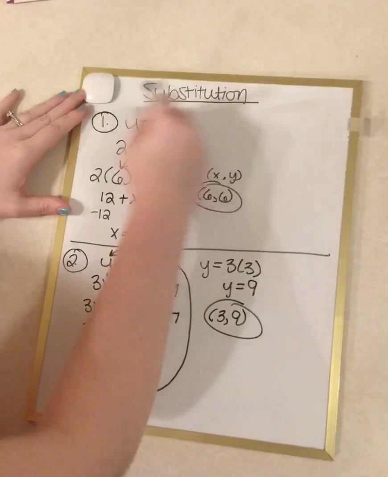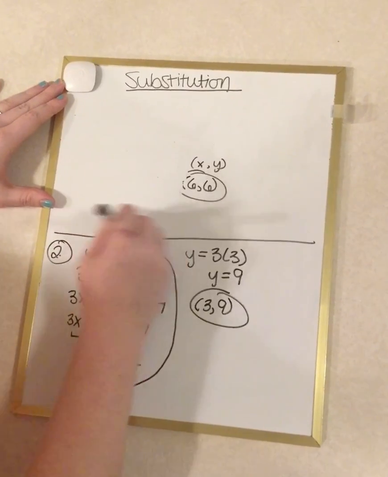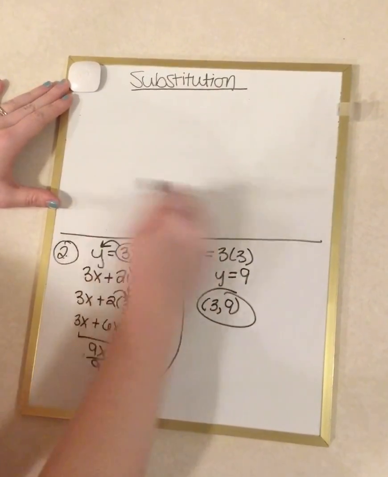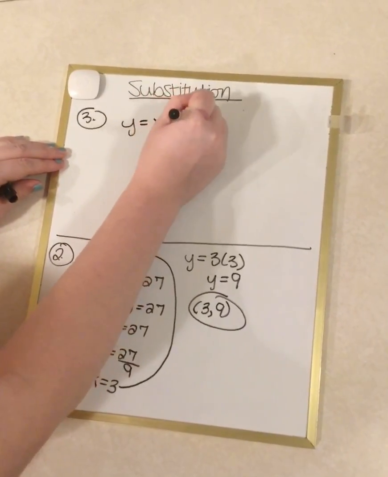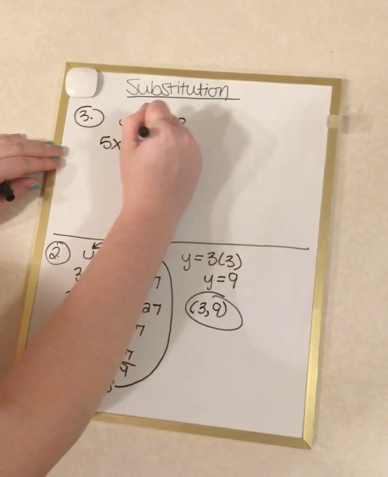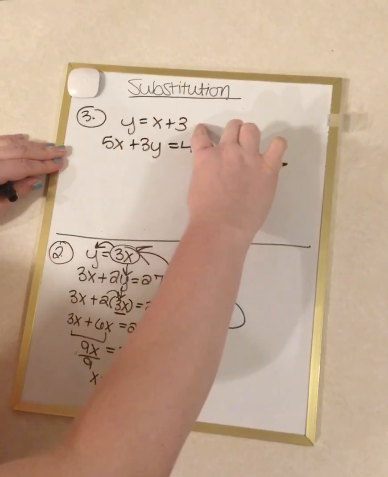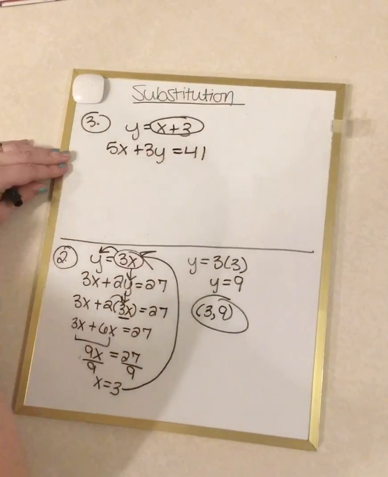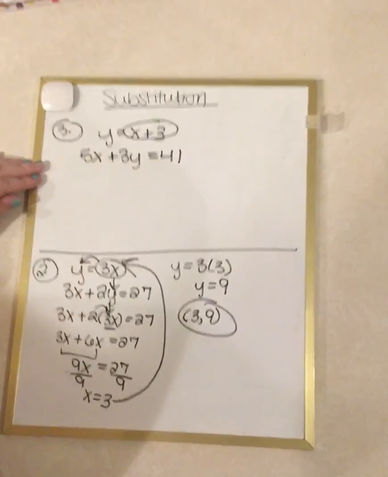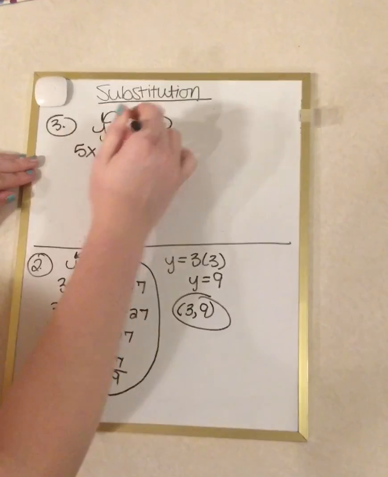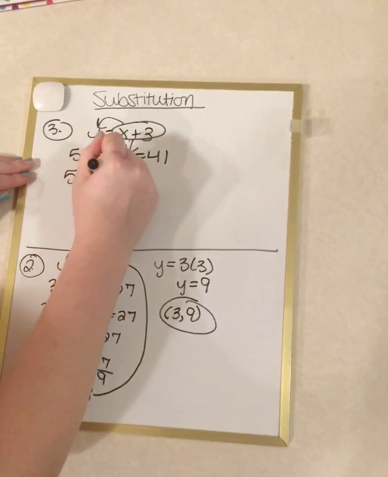Okay, the last one I want to do is one where you'll have to distribute. So we'll have y equals x plus 3, and then 5x plus 3y equals 41. Again, the top one is the one that's solved, y is by itself. I'm still going to circle everything that it's set equal to, not just the x, but the x plus 3. This equals y, so I'm going to plug it in for y into the other problem. When I do that, it's going to look like this.